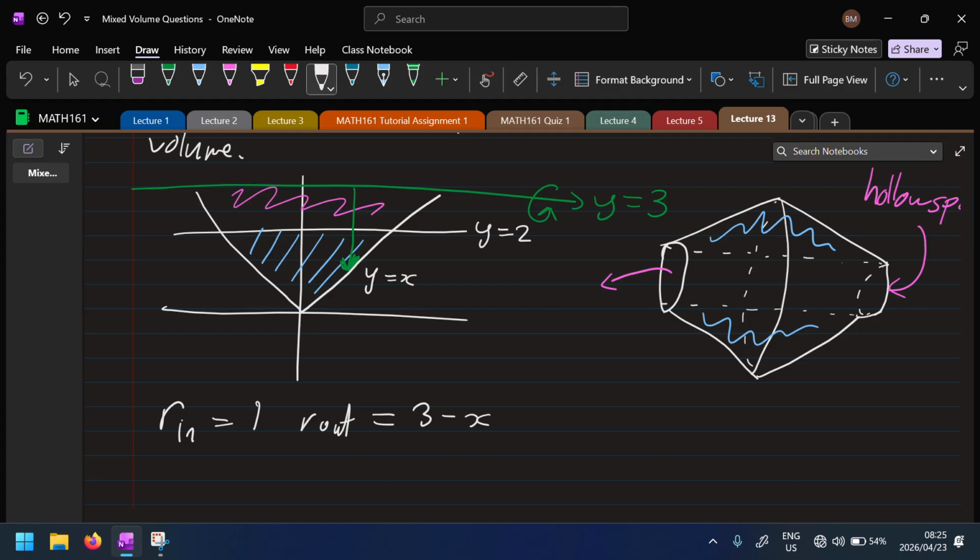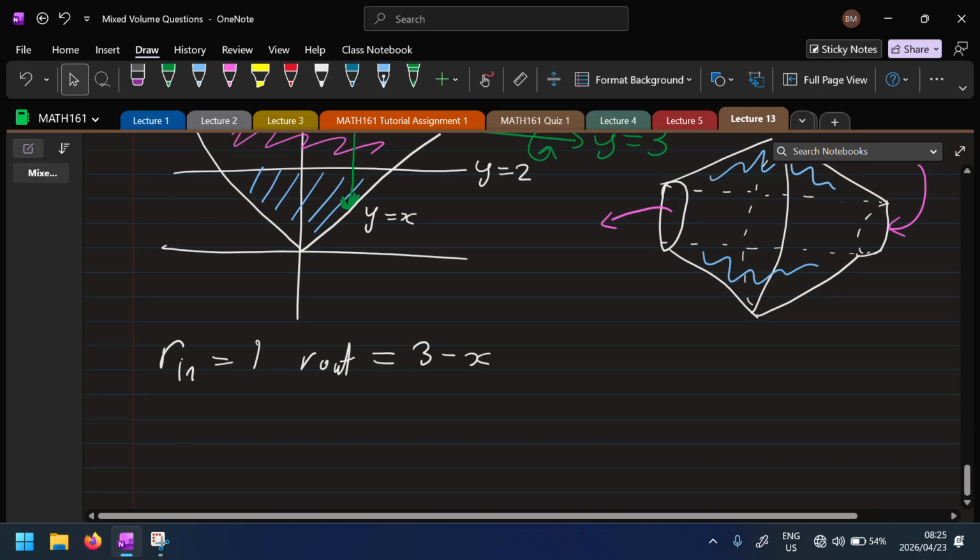Does everyone see that? Okay, so the full vertical distance is 3. The hollow gap underneath the curve, that distance is x. So that green line will be 3 minus x. Okay, so let's work out the volume.